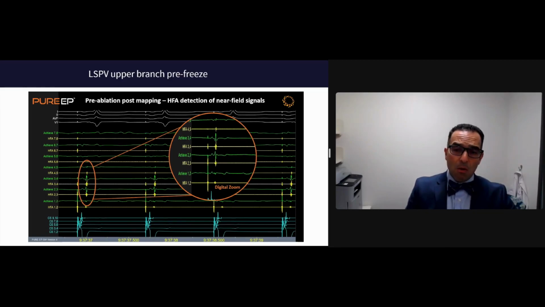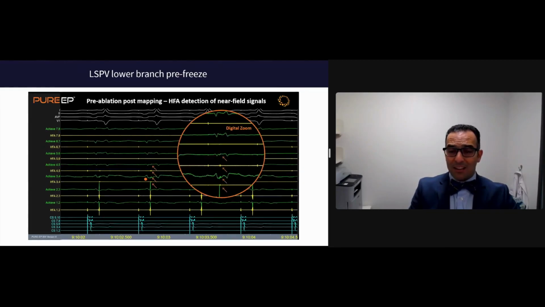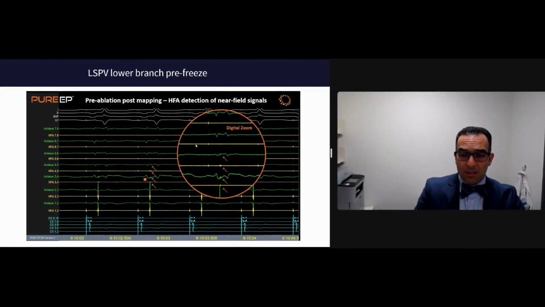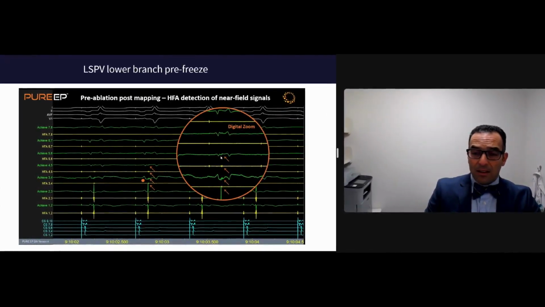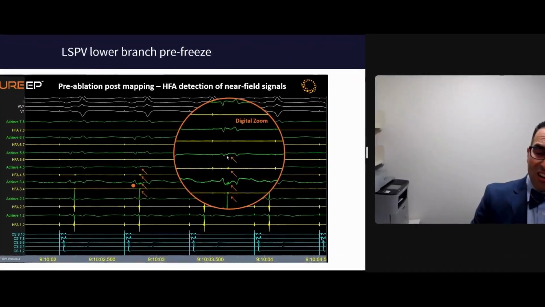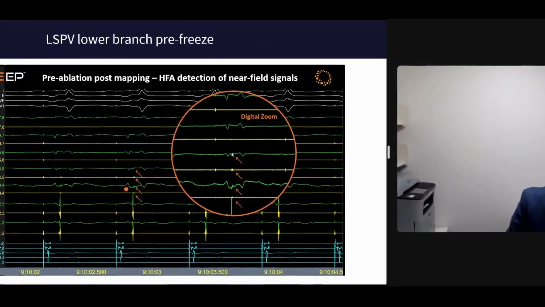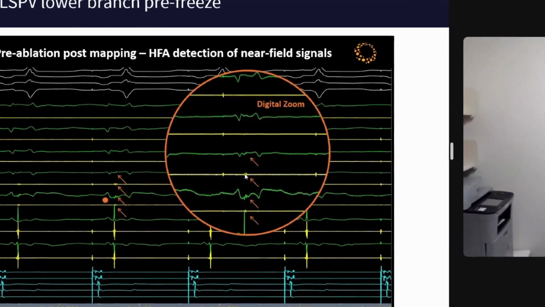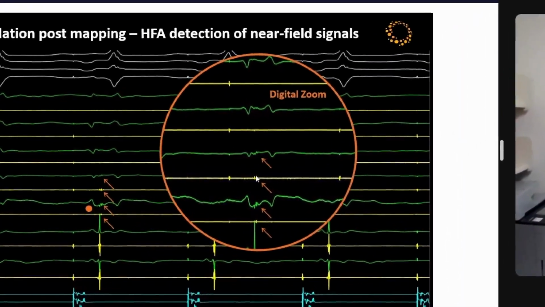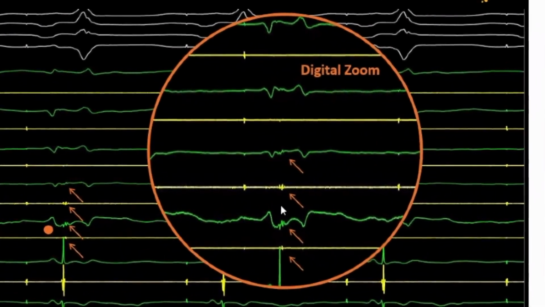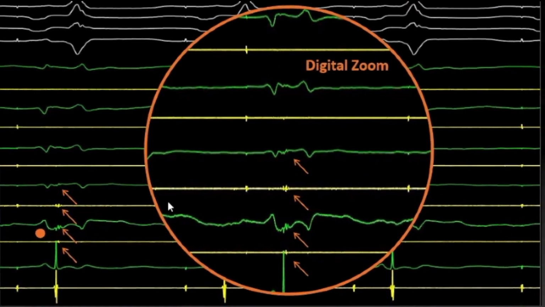This is a little bit more significant in the second example when we actually target the lower branch of the LSPV. And here it's a little bit trickier. If you look at this zoomed in signal here on the Achieve, you could really argue that this could be nothing or noise, especially as we were doing this case in our new lab, which unfortunately has a lot of noise. But as you look at the high fidelity component, you would know that this is definitely physiologic. There is remnant PV potential, and you should do more ablation in this area.